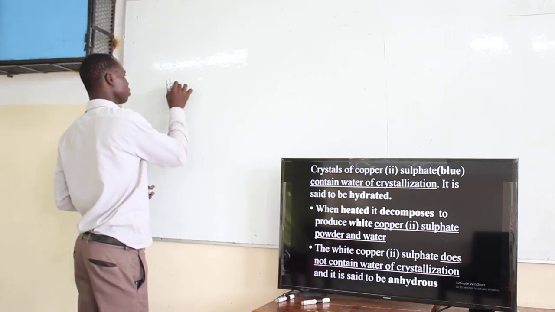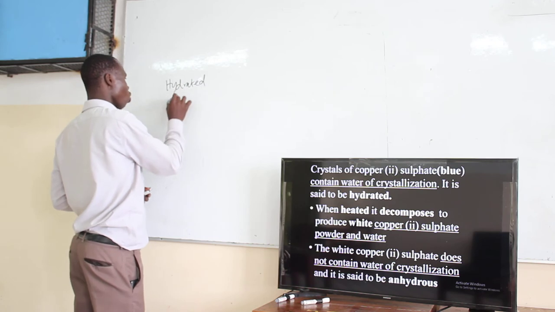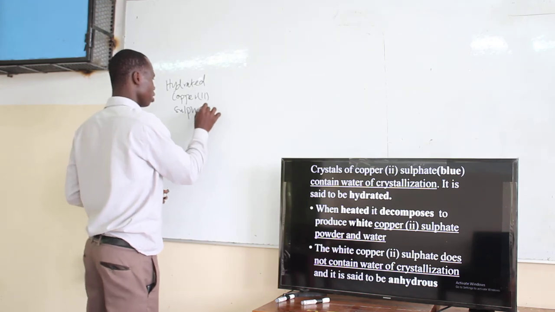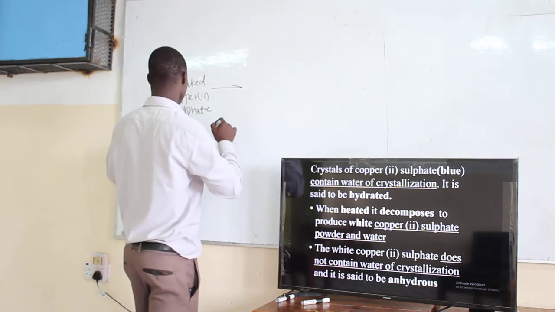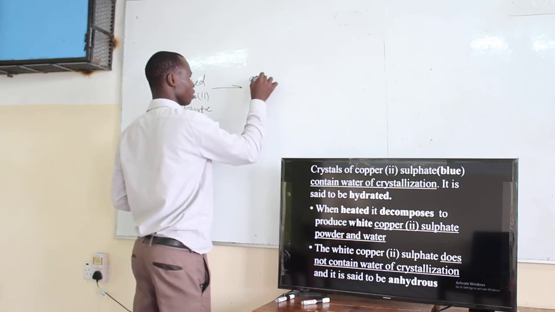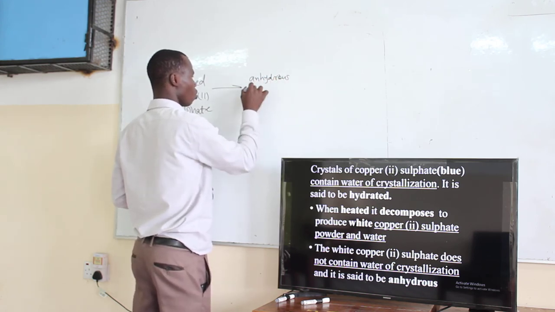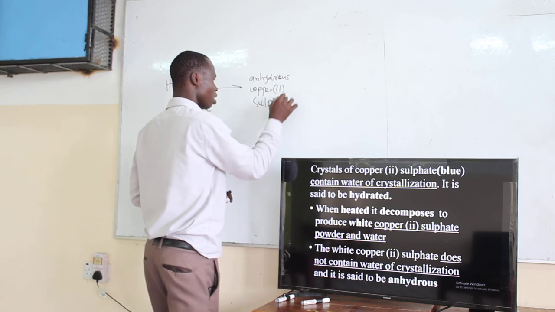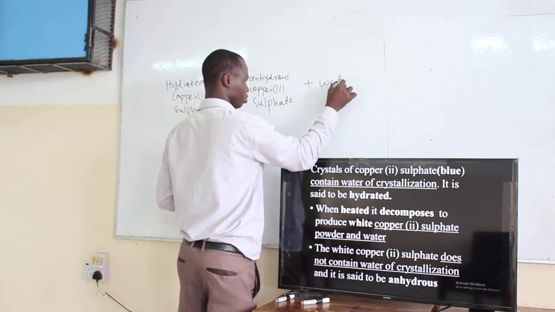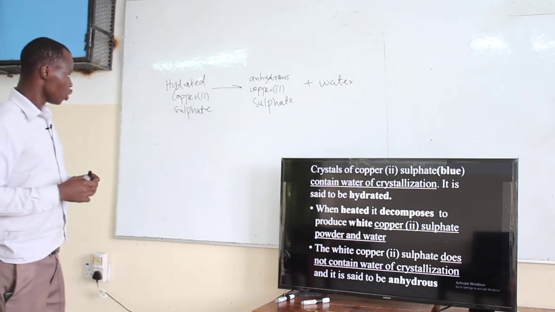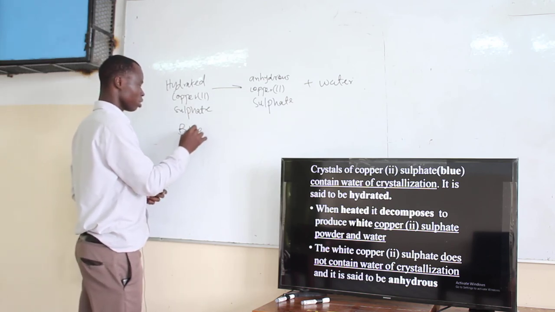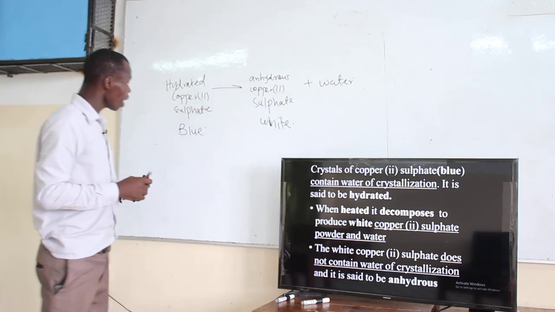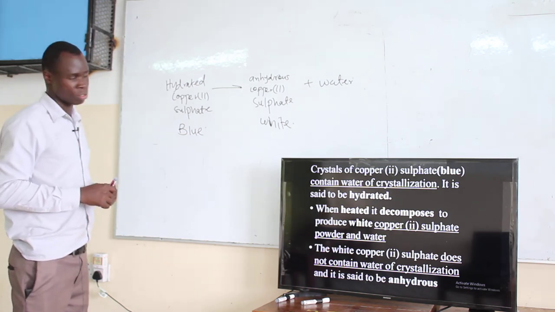So hydrated copper 2 sulfate gives you what we call anhydrous copper 2 sulfate plus water. And this water is water of crystallization. This one is blue, while this one is white. It's a new substance that has been formed.